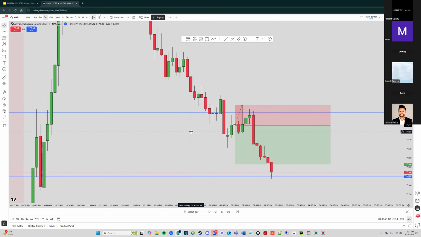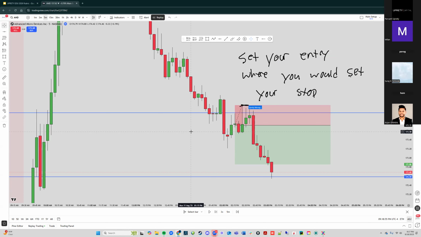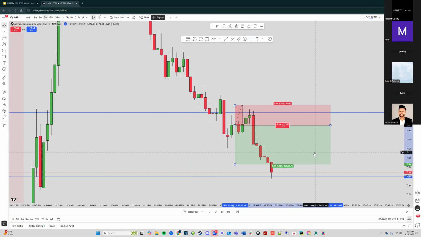Okay, here's a cool thing that they teach you here. I've seen this on YouTube. I've seen people actually apply this to live trading and it works. Set your entry where you would set your stop. Meaning, if I get into this trade, my entry, I should have placed it here. Once again, this is easier to say than to do, but we're going to try to apply this in the next trade here.